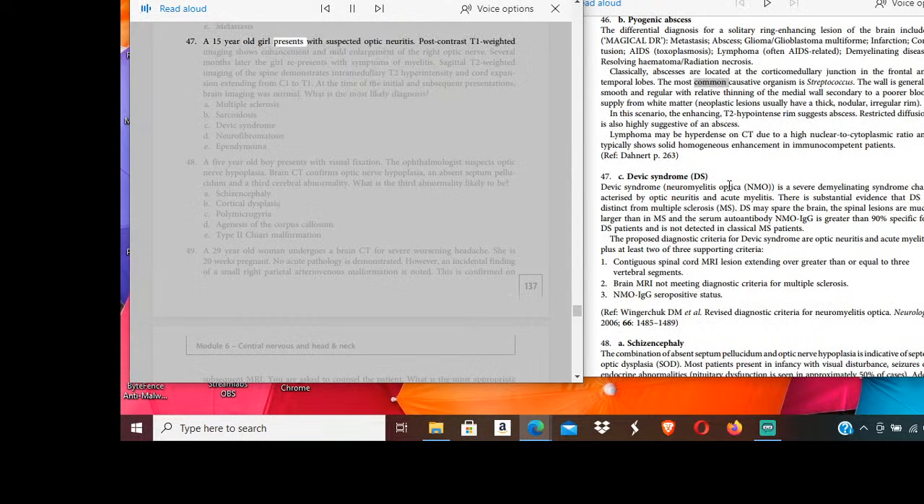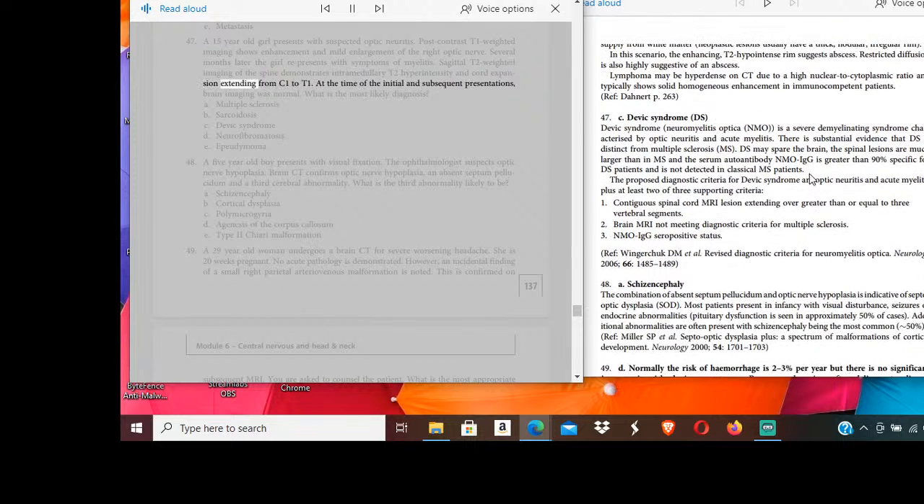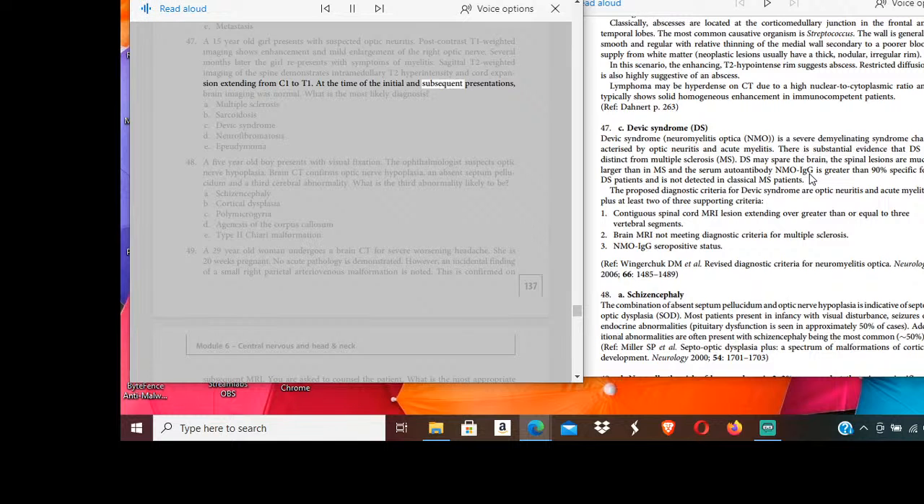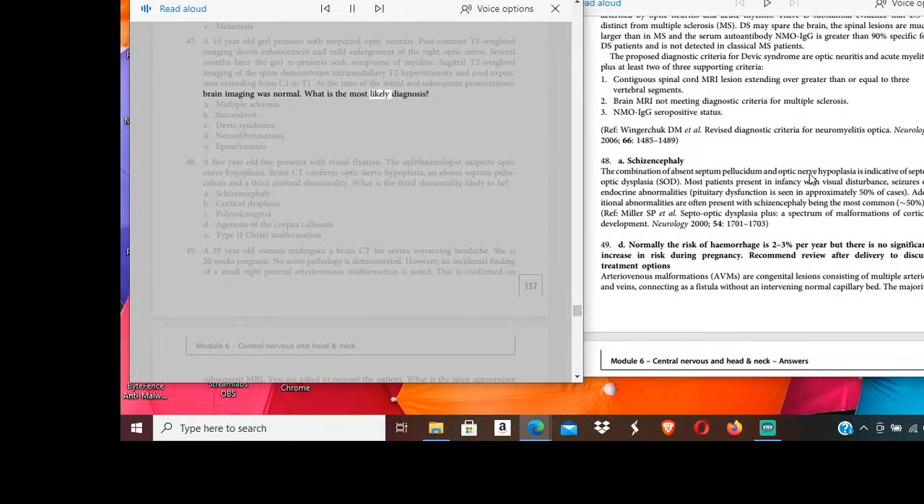47. A 15-year-old girl presents with suspected optic neuritis. Post-contrast T1-weighted imaging shows enhancement and mild enlargement of the right optic nerve. Several months later the girl represents with symptoms of myelitis. Sagittal T2-weighted imaging of the spine demonstrates intramedullary T2 hyperintensity and cord expansion extending from C1 to T1. At the time of the initial and subsequent presentations, brain imaging was normal. What is the most likely diagnosis?